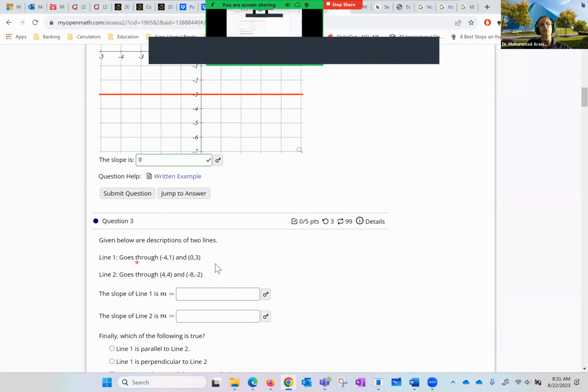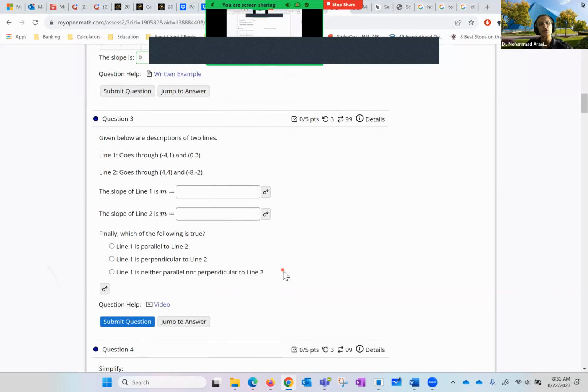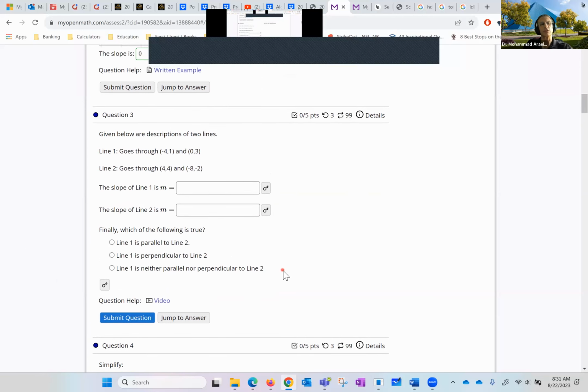line 1, we have 2 pairs. Line 2, we have 2 pairs. We want to find the slope. Rise over run. Y sub 2 minus y sub 1 over x sub 2 minus x sub 1. So this is really everything you have seen. But here's what I want you to notice.